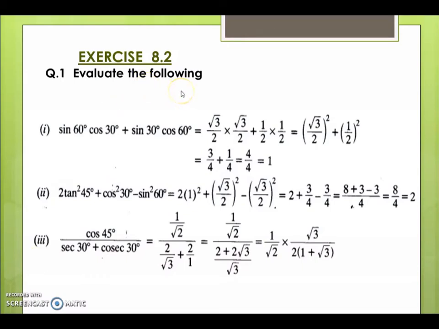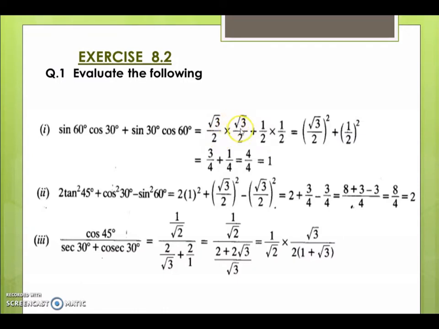So first question of exercise 8.2 is evaluate the following. So here you have to just substitute. Now in such evaluate questions you will be given those specific angles only of whose trigonometric values you already know. So sine 60 cos 30 plus sine 30 cos 60. So here all these values 60, 30 and all you know already. You just have to substitute from the trigonometric table their values and evaluate it.